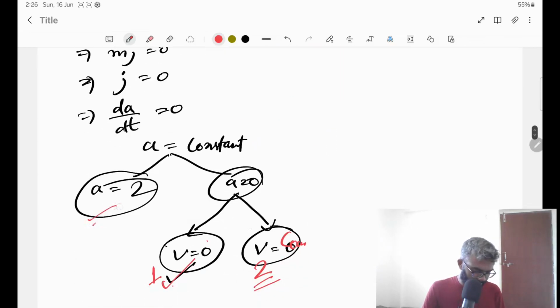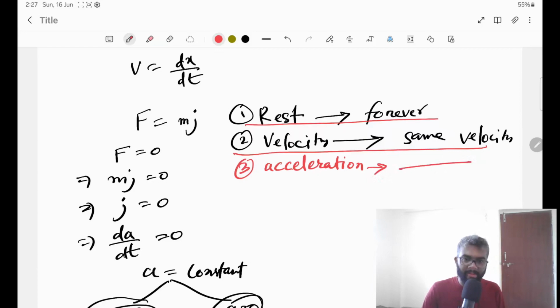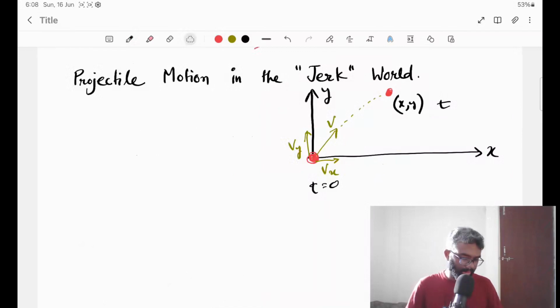We have another condition where acceleration is constant. So this means if an object has an initial acceleration and you are not applying any force, this is going to continue forever. It's going to accelerate forever. This means velocity is going to increase forever. Isn't this crazy?